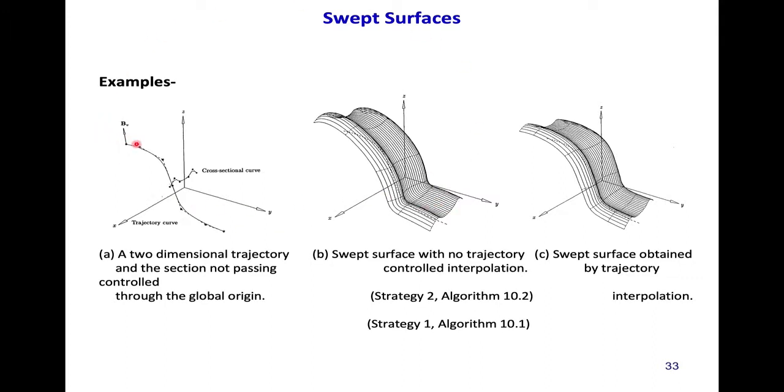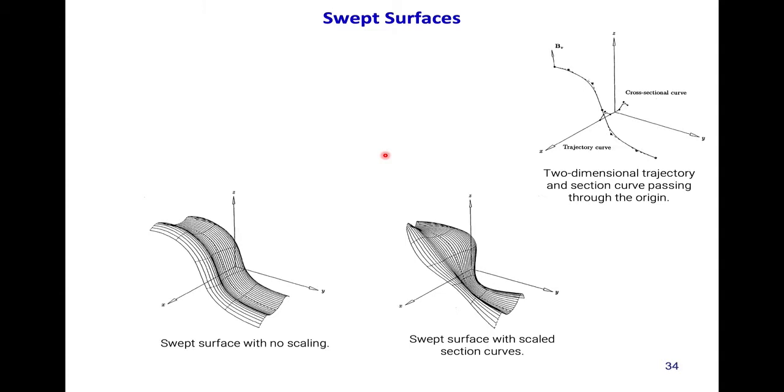So this is the trajectory curve which is arbitrary. This is a section curve which is not passing through the origin. So if we sweep the trajectory curve with the sectional curve, then it looks something like this and this. So what is the difference between these two? This is formed using the first strategy, that is by using interpolation on the trajectory. This is without using interpolation.